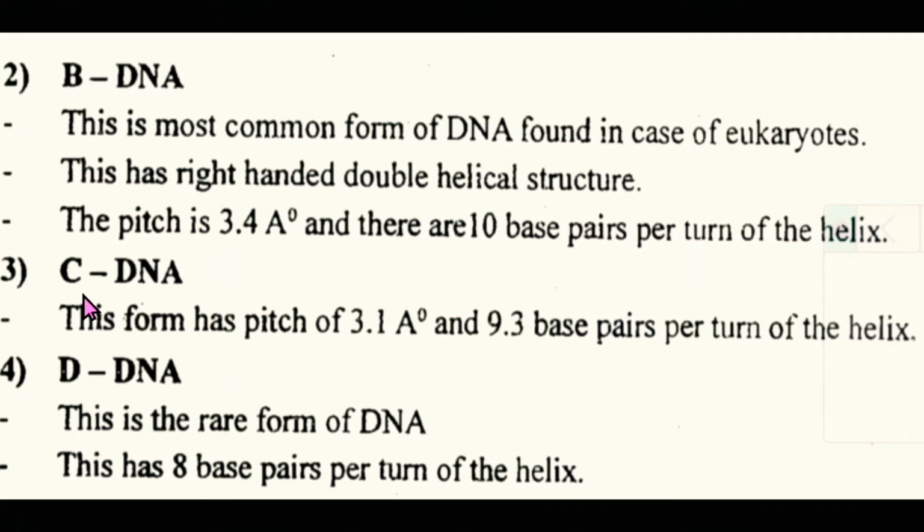And the third one is cDNA. This form has a pitch of 3.1 angstrom and 9.3 base pairs per turn of the helix. And the last one is dDNA. This is a rare form of DNA and this has 8 base pairs per turn of the helix. And one more type, that is the zDNA.